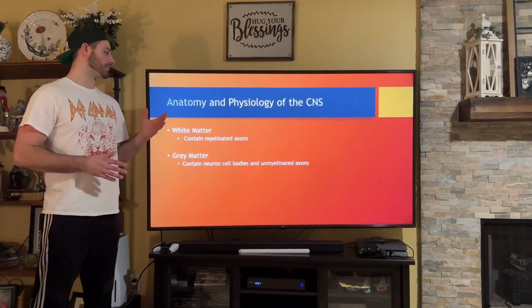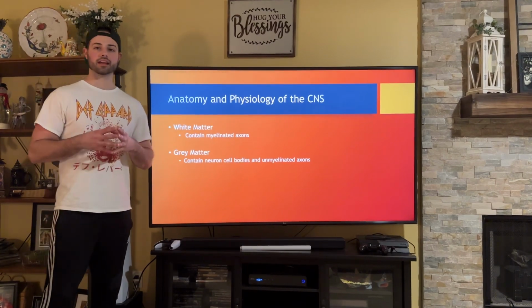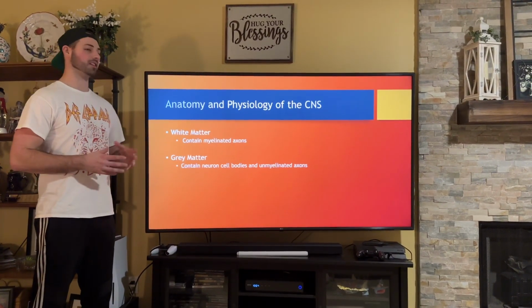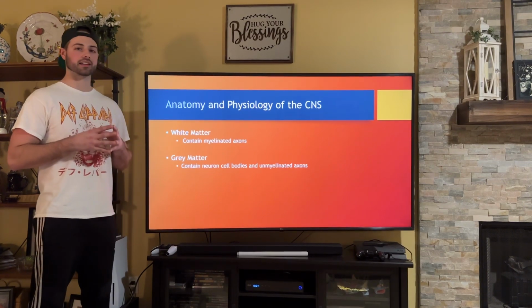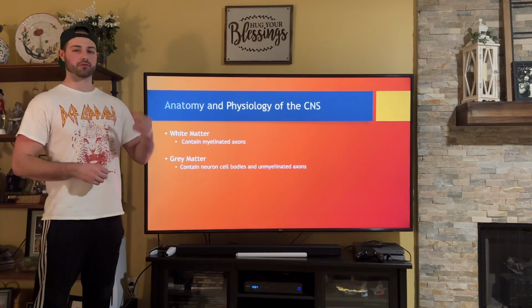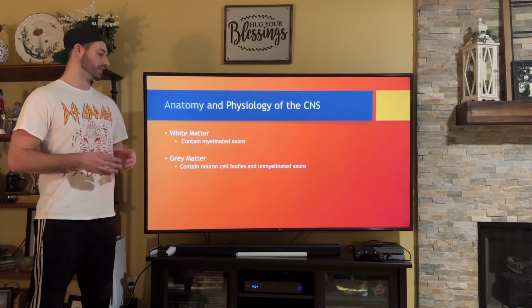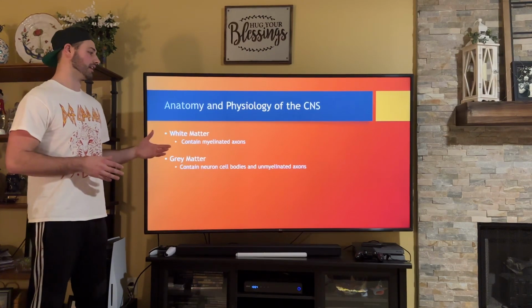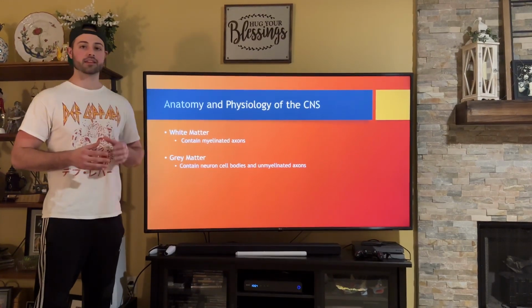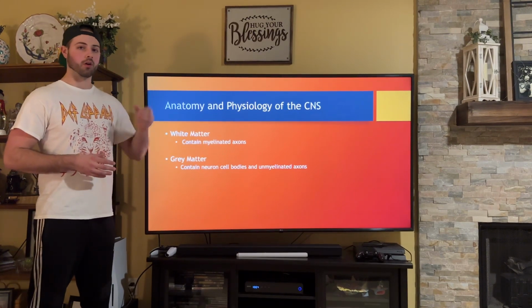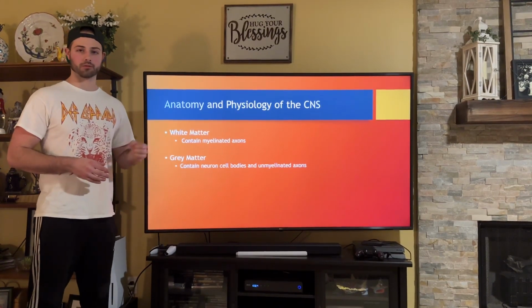Now, there are two types of matter present in the central nervous system. The first is white matter, which contains myelinated axons, and is located primarily deep within the brain or on the periphery of the spinal cord. The second is gray matter, which contains neuron cell bodies and unmyelinated axons. This is located primarily on the periphery of the cerebrum or deep within the spinal cord.